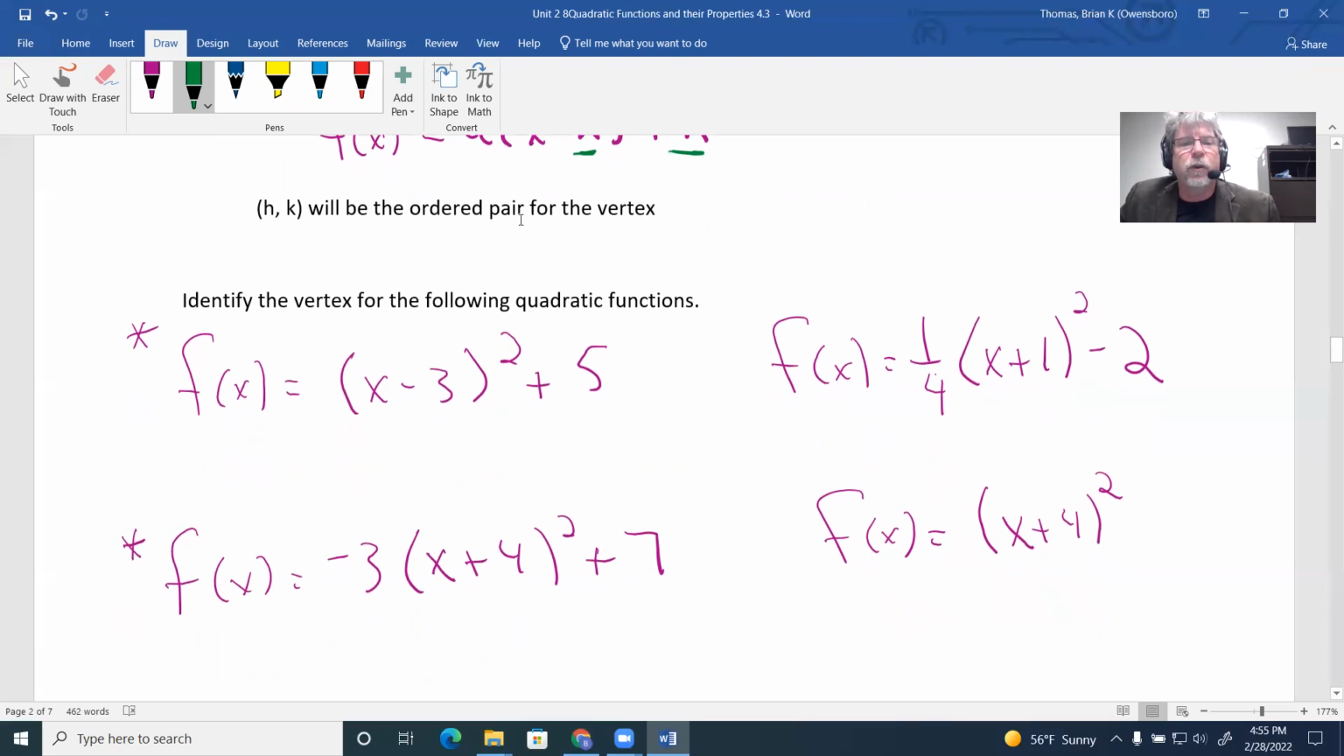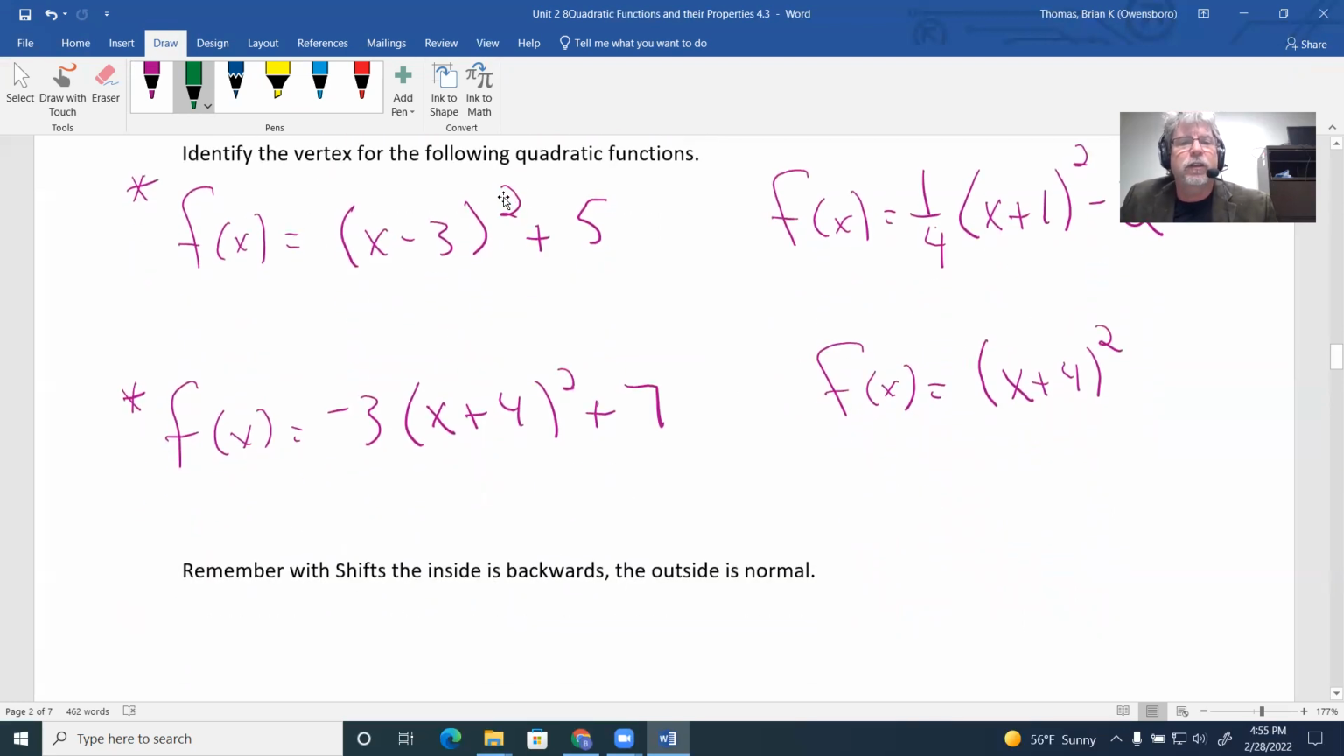So if I give you this equation, f of x equals x minus 3 squared plus 5, notice that I can identify the vertex as simply this is your h and this is your k. So that's going to be then 3, 5 is going to be your vertex.